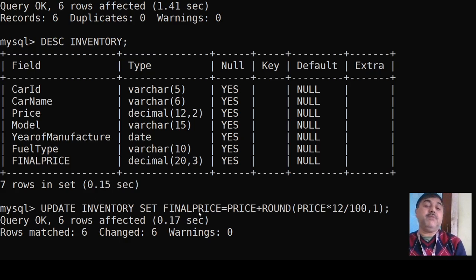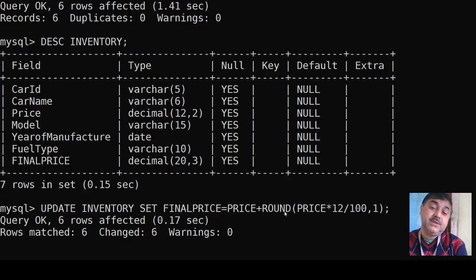UPDATE inventory SET final price. If you want to update any attribute in any table, then this is the command: UPDATE, then the table name, then SET, then the column name or the attribute name. So UPDATE inventory, inventory is my table name, then SET final price, final price is my column name. So column name equals what? I have given some calculations. What is the calculation?